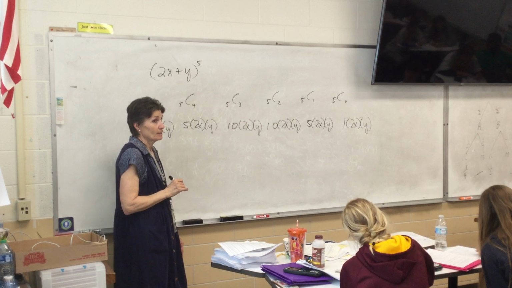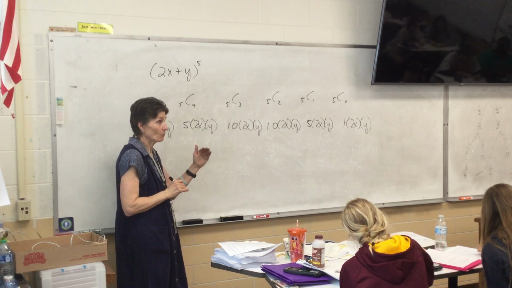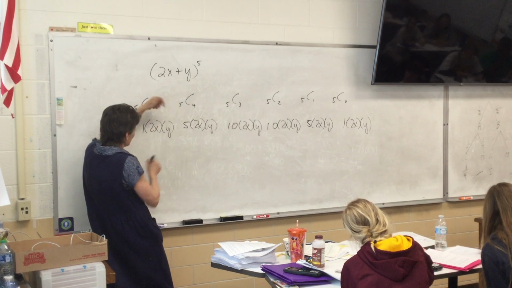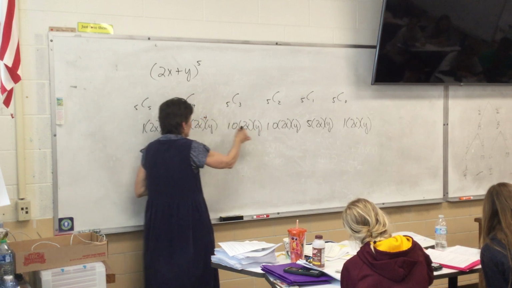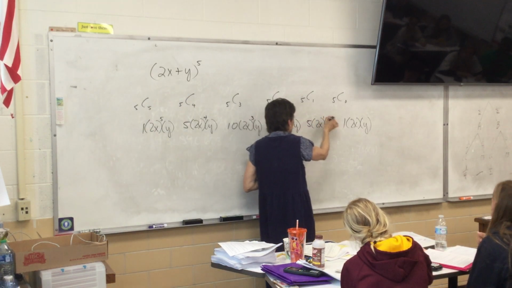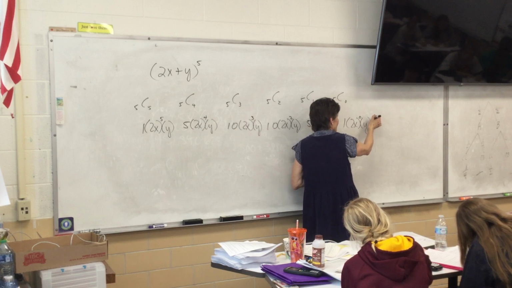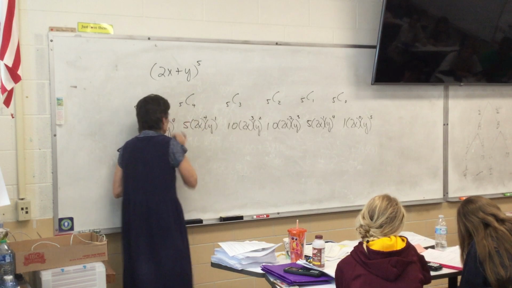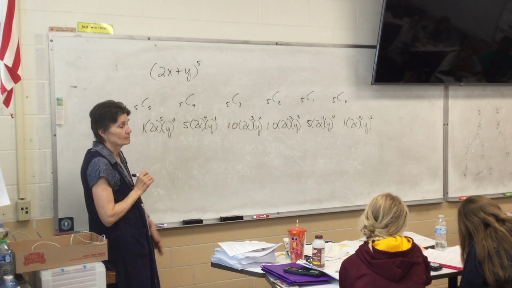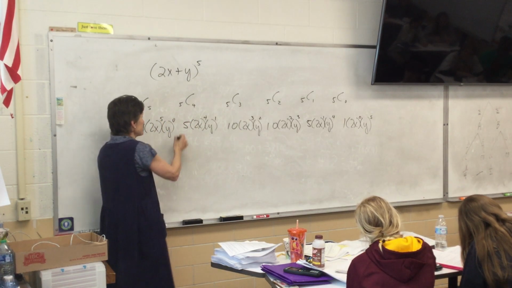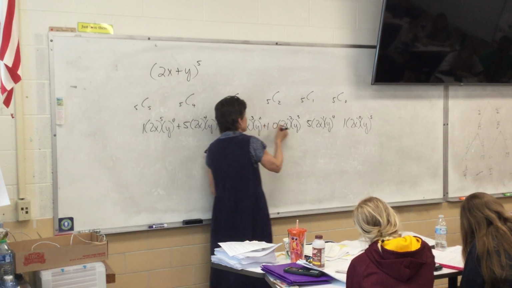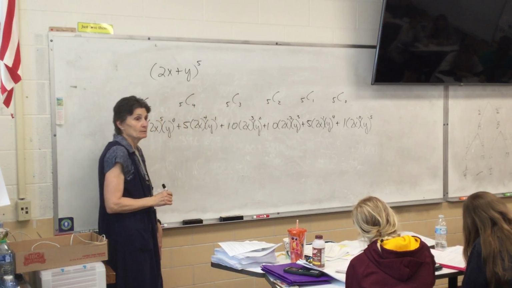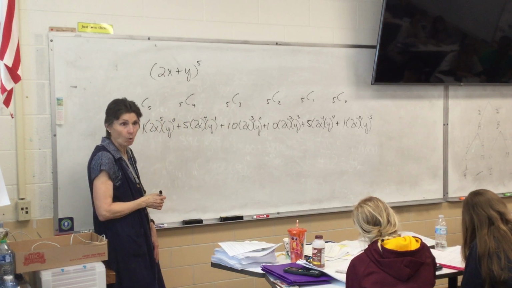Okay? Now, what are my powers? I got to put my powers on. What's this one going to be right here? 5, 4, 3, 2, 1. And then what about here? 5, 4, 3, 2, 1, 0. So Ollie, these are the individual terms. Each one of these is a separate term. And now I'll simplify each one.